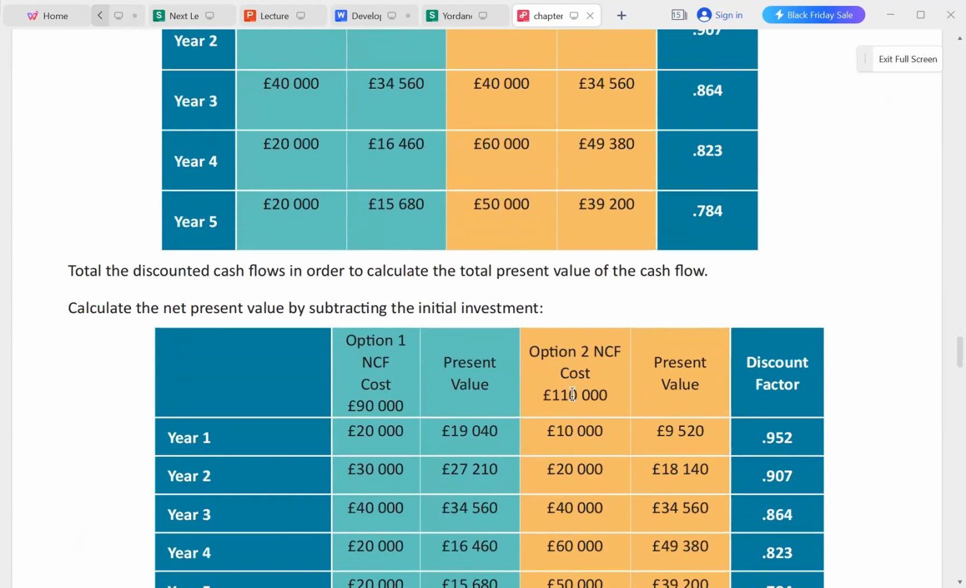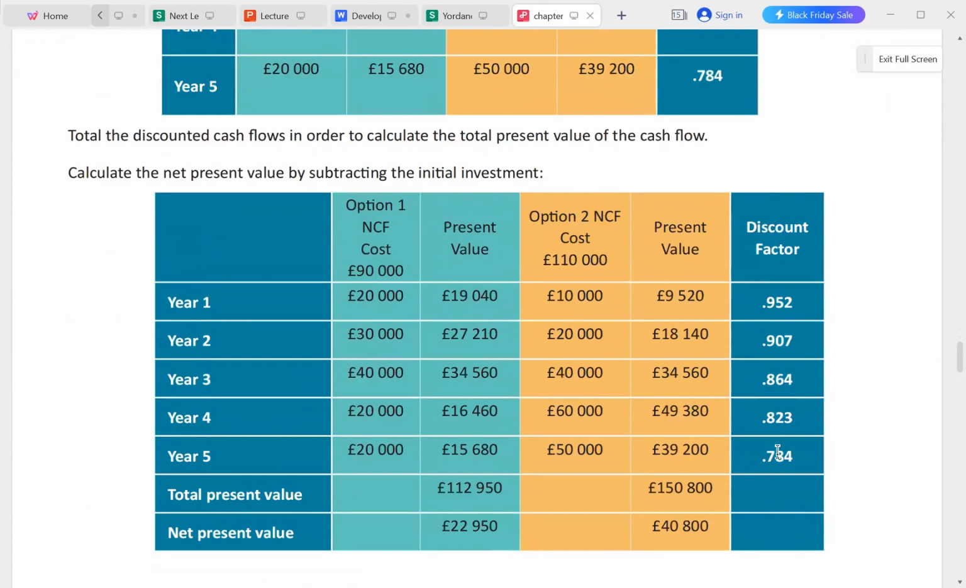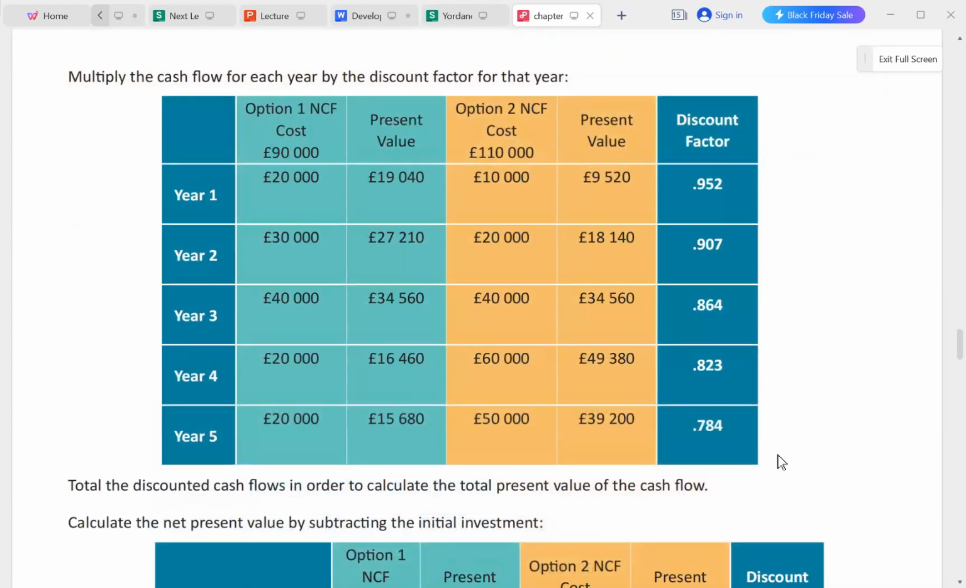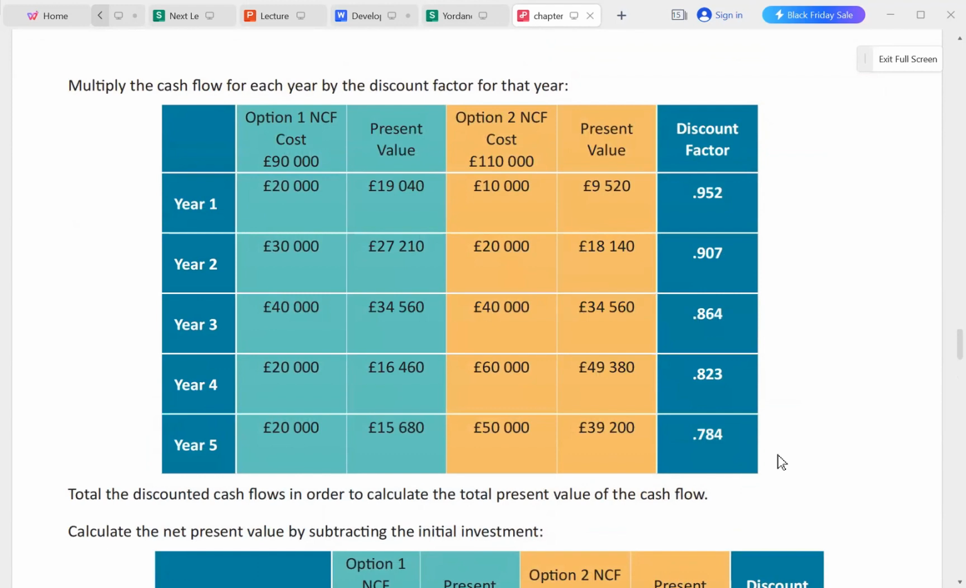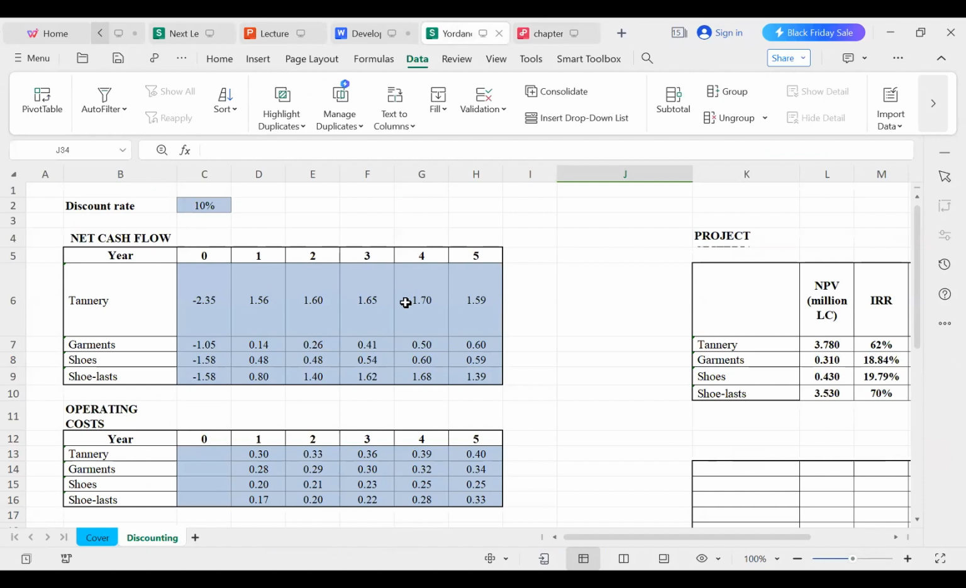So let me open the other spreadsheet for you guys so you can also maybe understand more. Okay, let's look at the scenario before that. Multiply the cash flow for each year by the discount factor. Again, it's better to go to that slide. Yes, I have it here. Okay, let's look here.